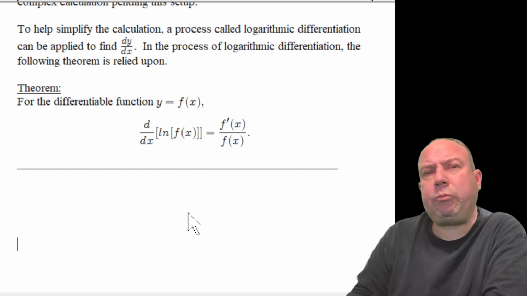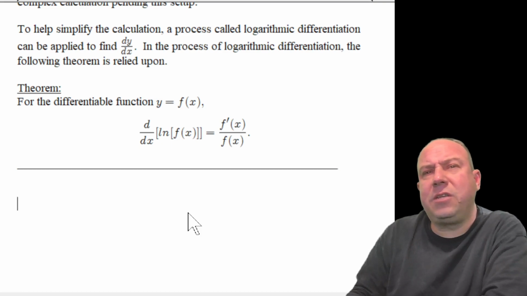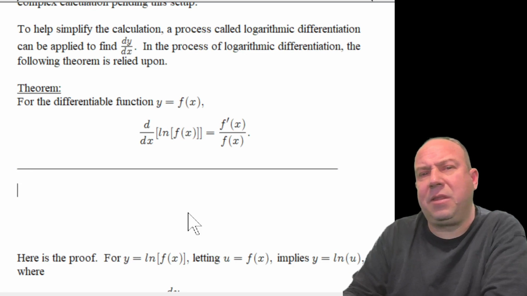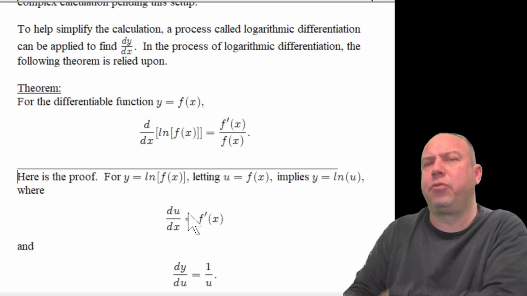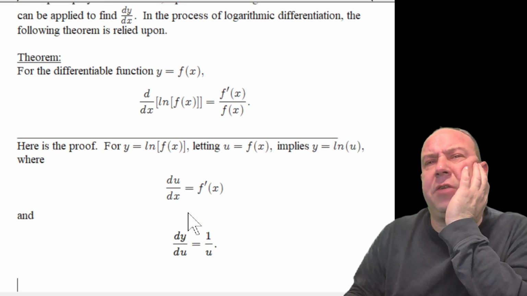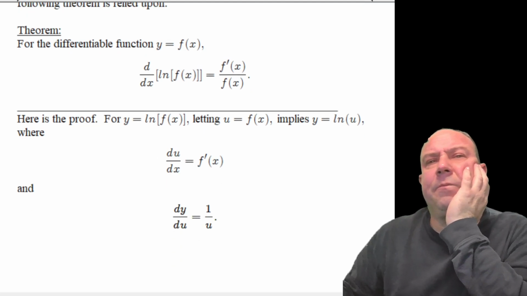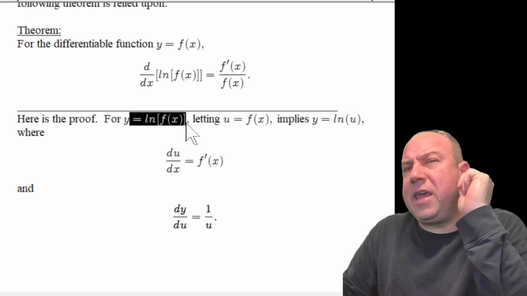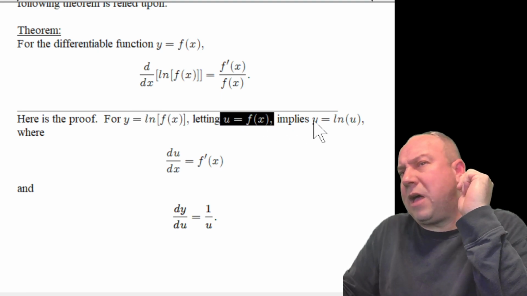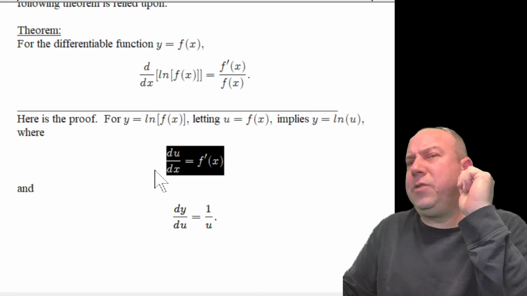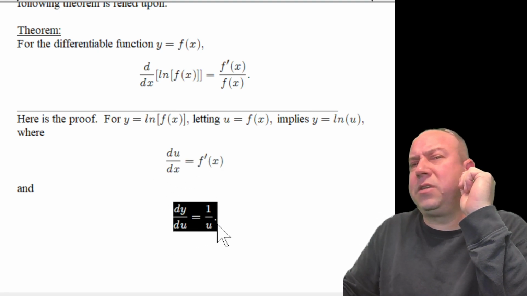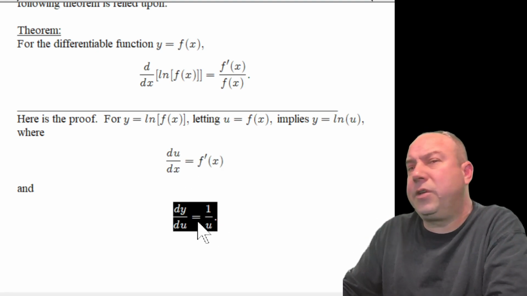Now, there does require a little bit of setup in the process in order to apply this rule. To begin with, I do prove the rule, and I go through a little chain rule to show you this. If we consider y equal to the ln of f of x, letting u equal f of x implies y equals the ln of u. We can then say du dx is equal to f prime of x. We can talk about dy du being 1 over u.